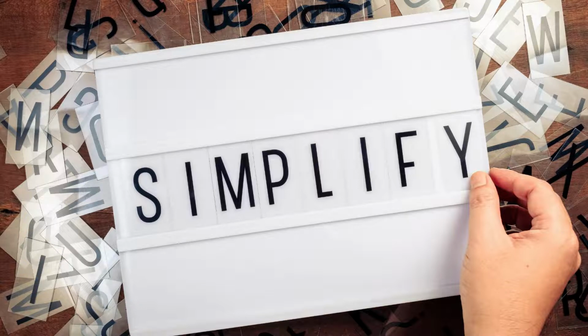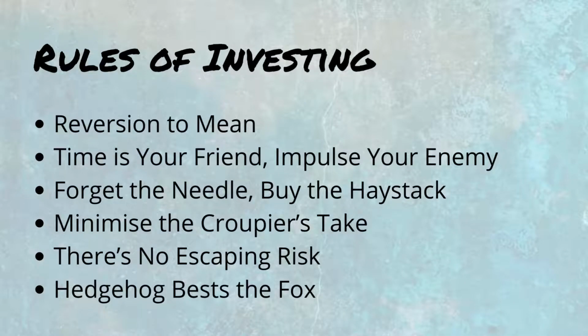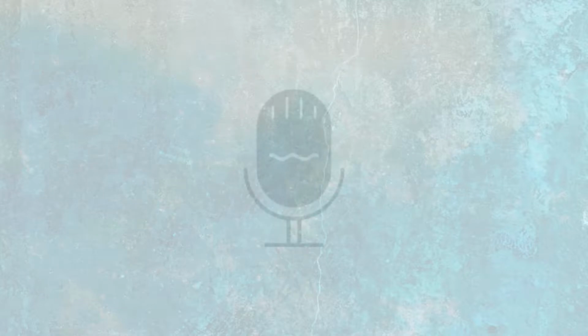So all the rules that we visited now, like reversion to the mean, time is your friend, forget the needle, buy the haystack, minimize the croupier's take, there is no escaping risk, and the hedgehog beats the fox. All these rules are related to how we identify risks, what knowledge we have about the products, what knowledge we have about expenses, and what knowledge we have about how the general investment track actually goes. But the rules that we are going to see now are a little bit different. It's more about the behavior, or the psychology, of the investor.